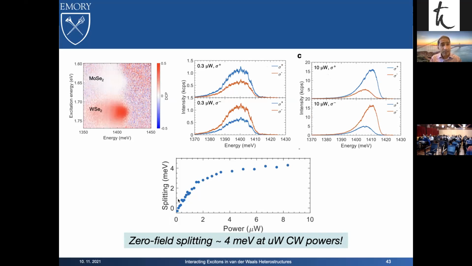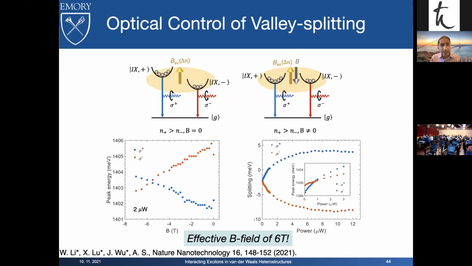You can plot the splitting as a function of power. And you see at a very reasonable power of 10 microwatt or so, you get a splitting which is 4 meV, which is rather large. And this is CW power, so it's not pulsed, it's very low power. Essentially, with 10 microwatt, you have an effective magnetic field of 6 Tesla. So you just turn on this laser, and you get a 6 Tesla field.